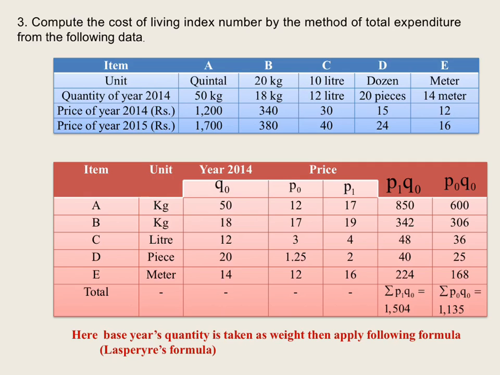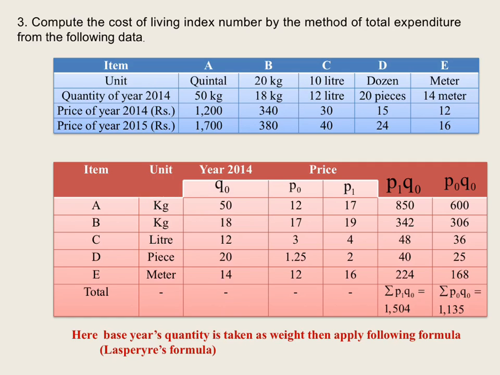First I read the information: items A, B, C, D, E, with units. For A it is quintal, for B it is 20 kg, for C it is 10 liter, D is dozen and E is meter. So different units are given for different products. Now quantity of 2014 is given, price of 2014 is given, and price of 2015 is given. So let us check here.